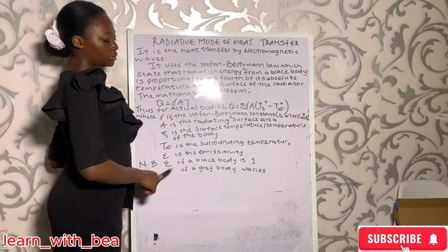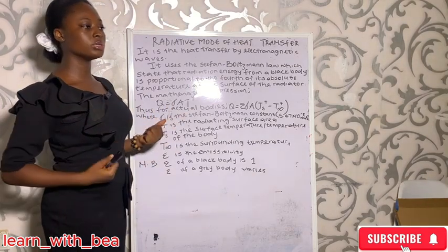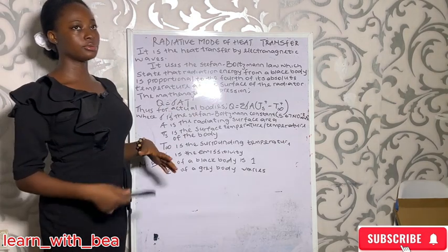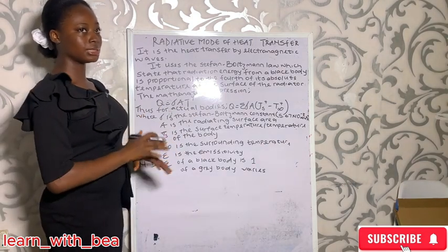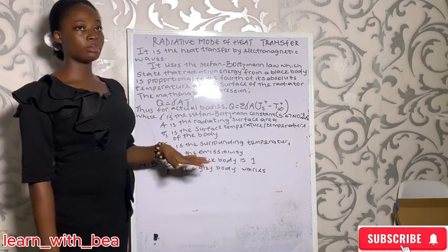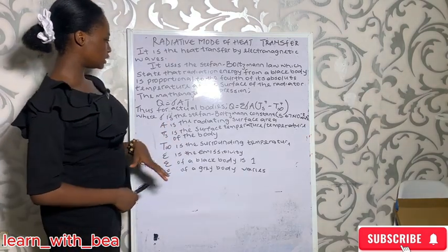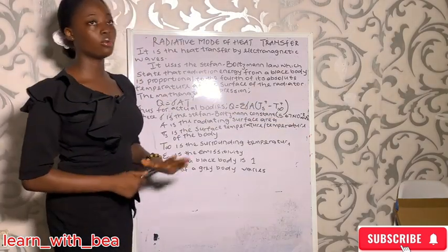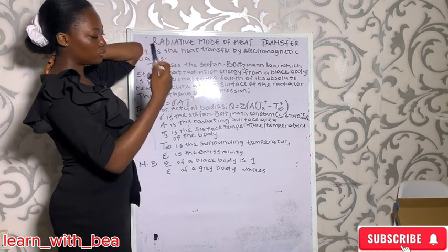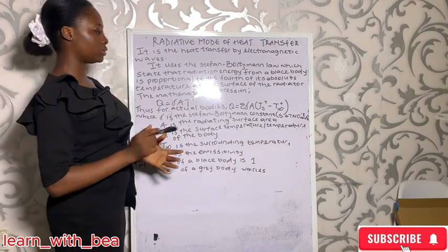Now, the emissivity of a black body is 1, because a black body absorbs all the heat energy that is given to the body. But gray bodies do not absorb all the radiant energy that is coming to the body. So the emissivity of a black body is 1, but the emissivity of a gray body varies. This is basically the formula that I'll be using for the radiative mode of heat transfer. Take note of the constant 5.67 times 10 to the power minus 8.